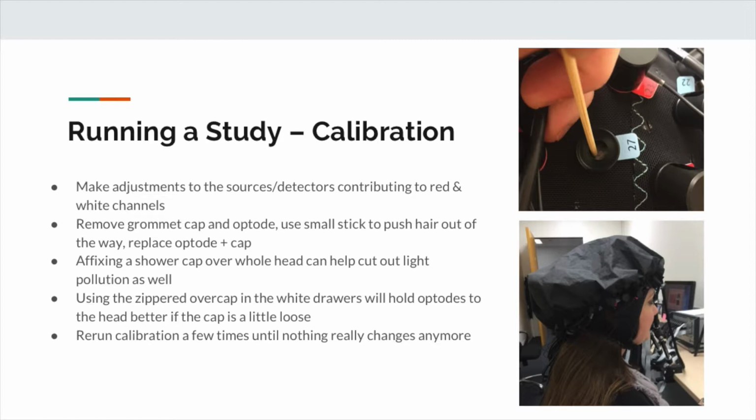Other things that can help are affixing a shower cap over someone's whole head. That can cut out light pollution that's coming from the ambient light. Or we have these zippered caps that are tight as well, but they have zippers along the major axes of the head so that you can put it over someone's head and zip it up to make a more personalized fit and hold the optodes tighter. And I usually do that if the cap is feeling a little bit baggy on certain places in people's heads.